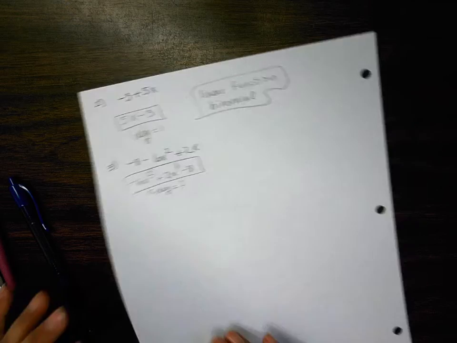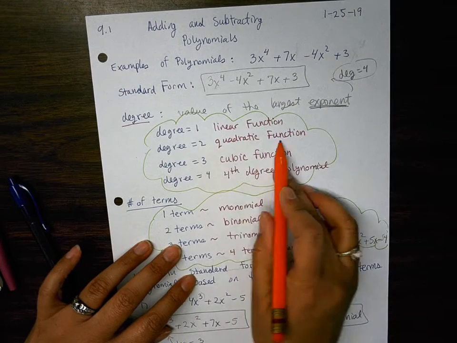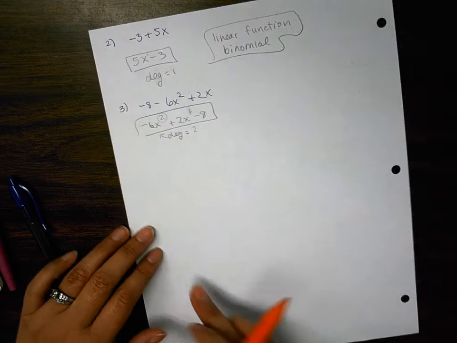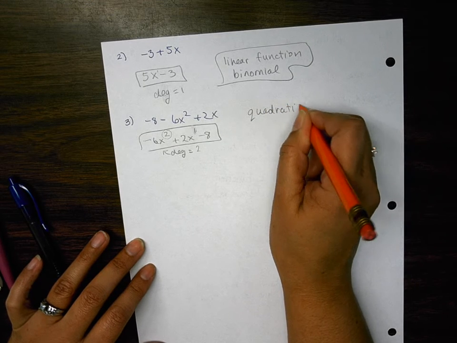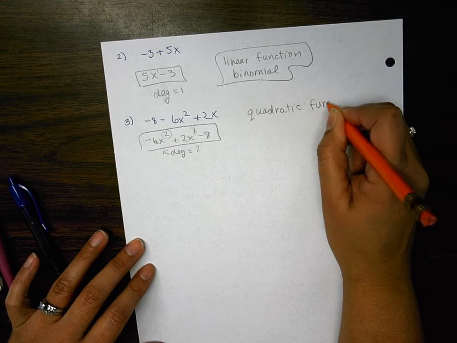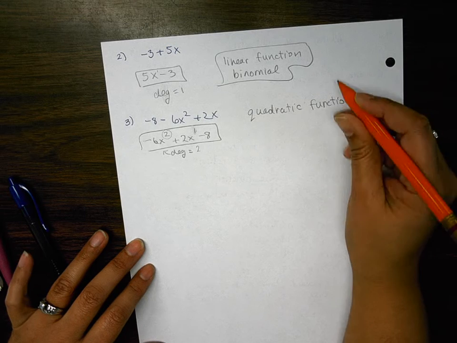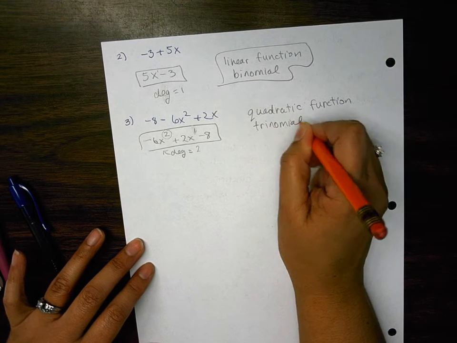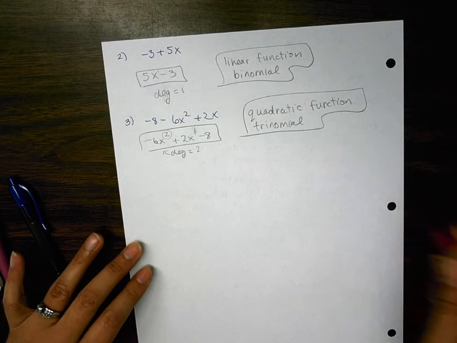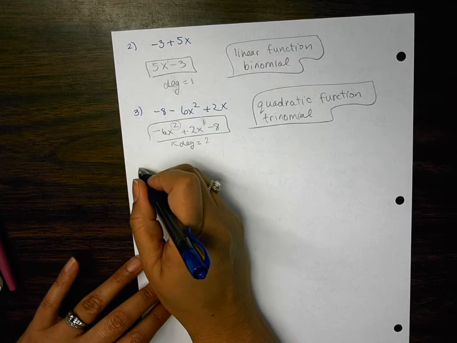And then when you look at your notes, what do we call the degree 2? Quadratic. So we'd call this a quadratic function. And what did you say it was, Ellie? Did you say trinomial? All right, let's try another one, then we'll move on to a different type of problem.